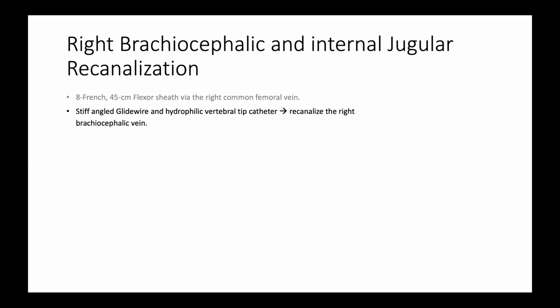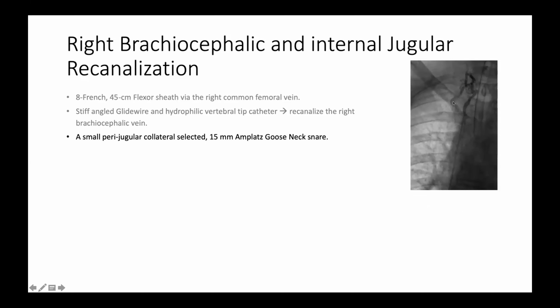First thing first, we needed to recanalize the right brachiocephalic and IJ. So we started with the 8 French 45 centimeter Flexor sheath via the right common femoral vein. We used a glide wire and hydrophilic vert catheter to recanalize the right brachiocephalic vein. And then we found this collateral jugular vein that we were able to opacify.